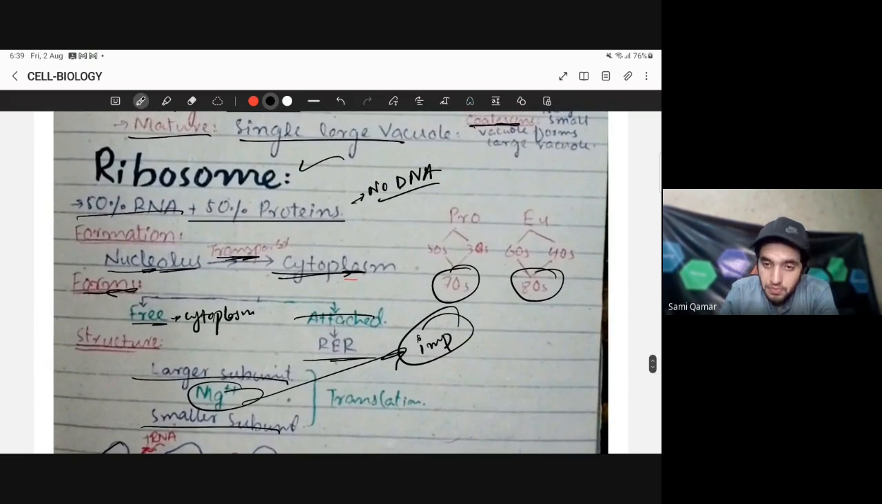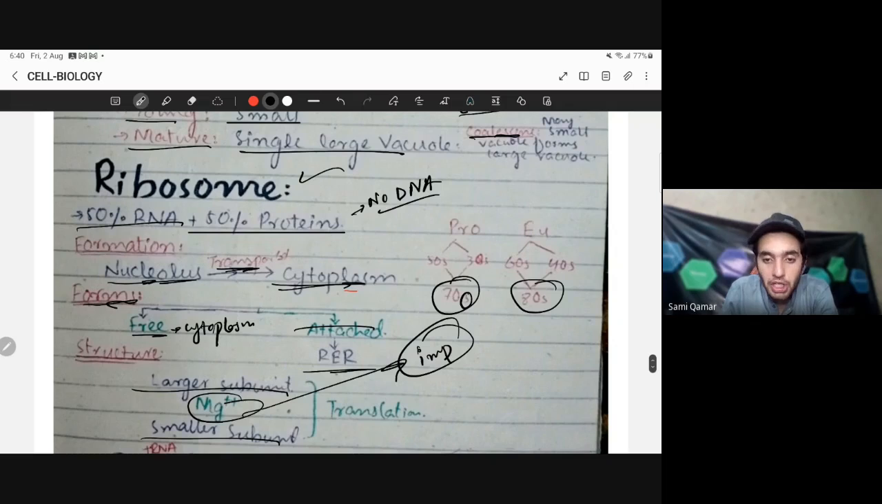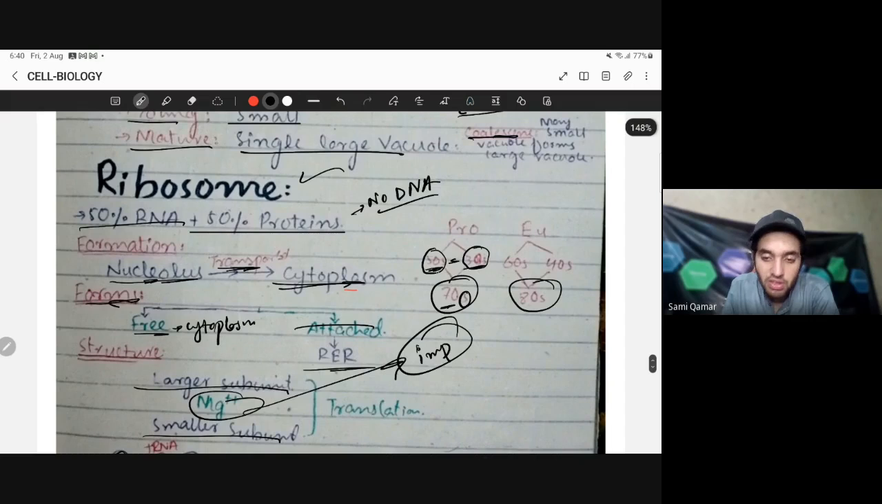What I was telling you: the prokaryote has 70S. S is just a sedimentation rate. A centrifuge is a machine where we spin different materials and they separate out on their sedimentation rate. The larger subunit is 50S and the smaller subunit is 30S. But when they are combined, the sedimentation rate will be 70S, not 80S. Remember this. You don't have to calculate these; they are just individual sedimentation rates. In eukaryotes it will be 60S and 40S, and the overall sedimentation rate will be 80S.